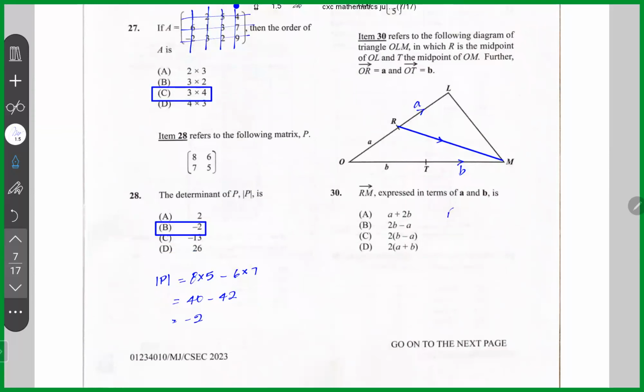Now RM, by the triangle law of vectors, is equal to RO plus OM. So this is minus A plus 2B. Turn it around, we have 2B minus A. The answer is B.